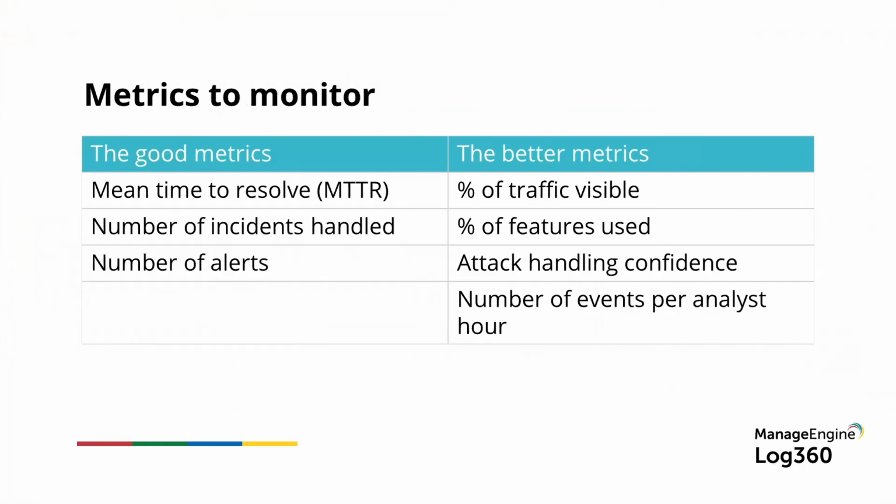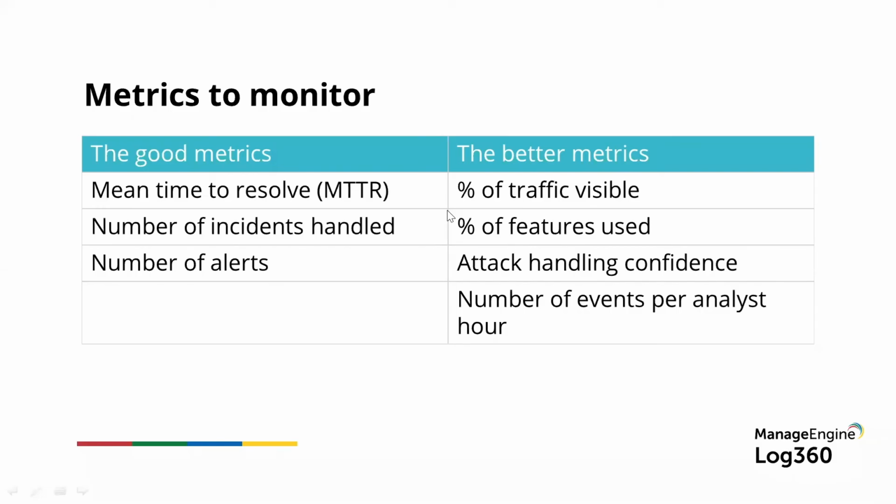So yeah, we are pretty much at the end of the webinar now. Here I have a slide on metrics that you need to monitor. I've divided it into two groups: the good metrics and the better metrics. The good metrics are the things that are good to have. Pretty much any security operations center should have these as a baseline. But if you want to take your monitoring to the next level, you've got to work with some of these better metrics.